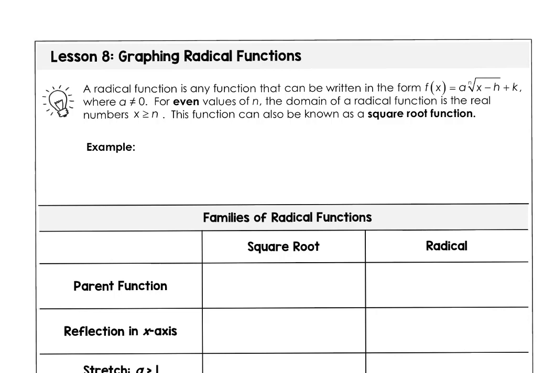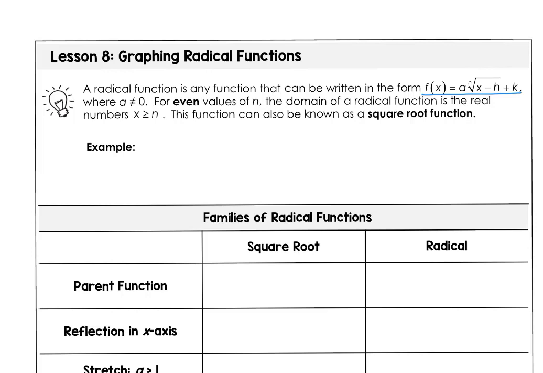This is our last lesson in Chapter 6. Lesson 8, we're going to look at graphing radical functions today. A radical function is any function that can be written in the form that looks like this equation here. This is our format, standard form. The a value can't be 0.